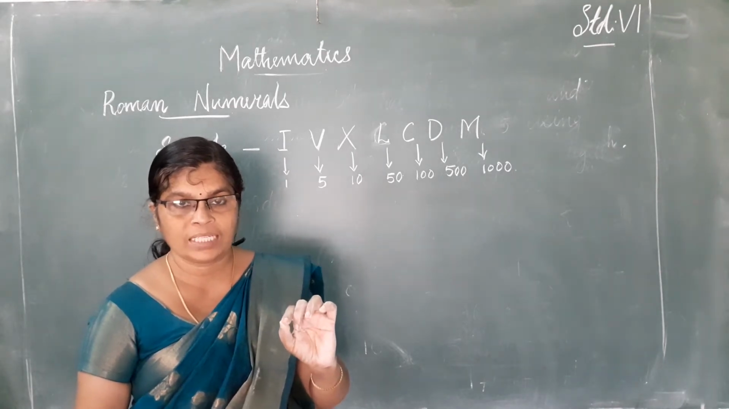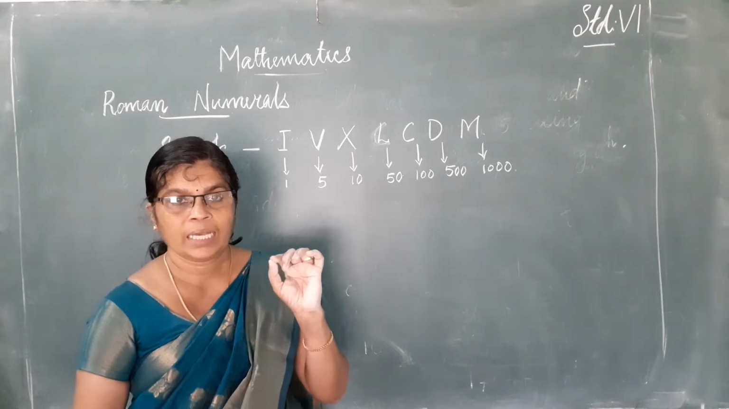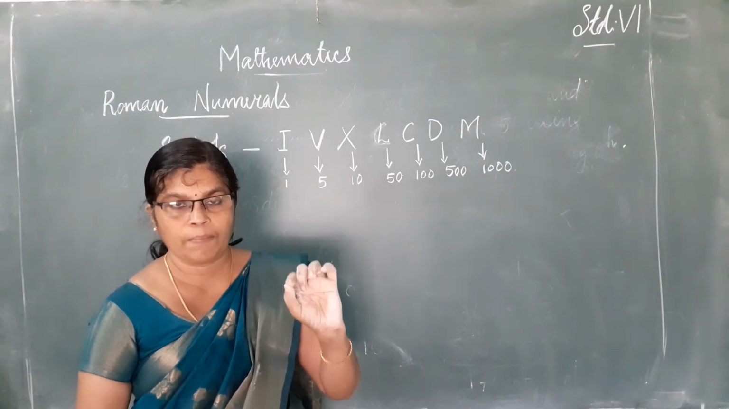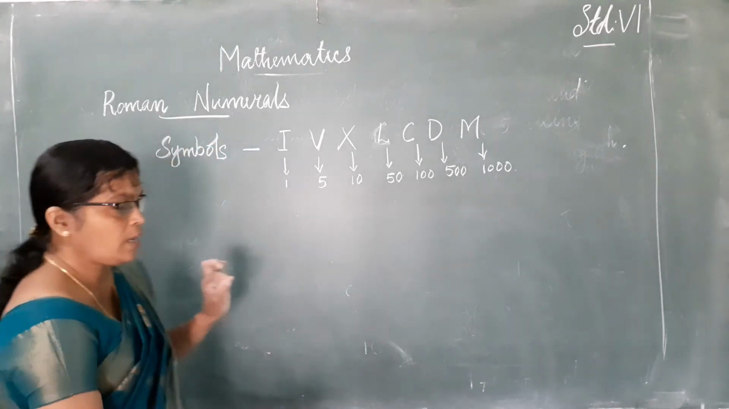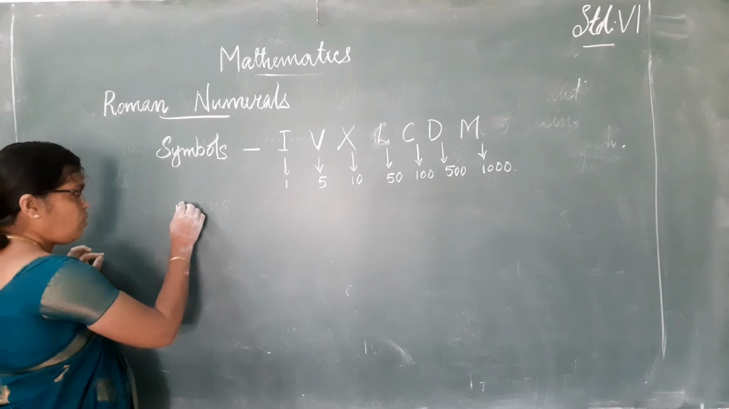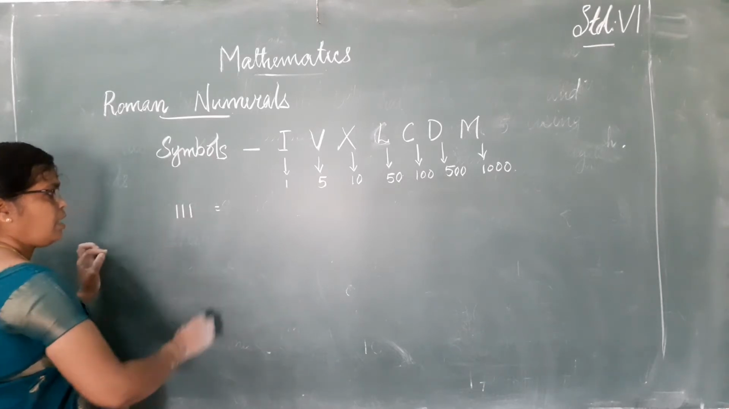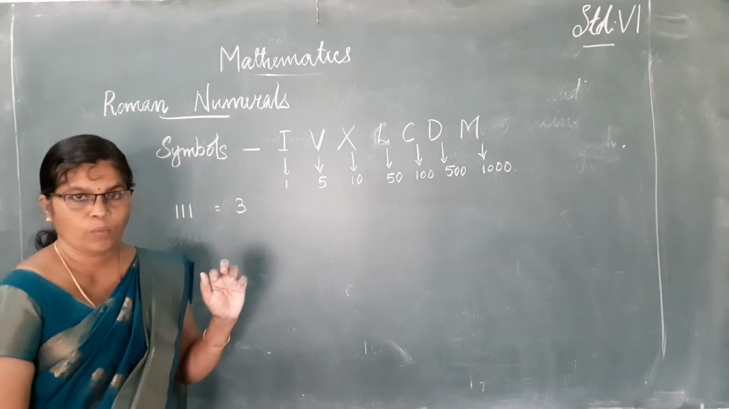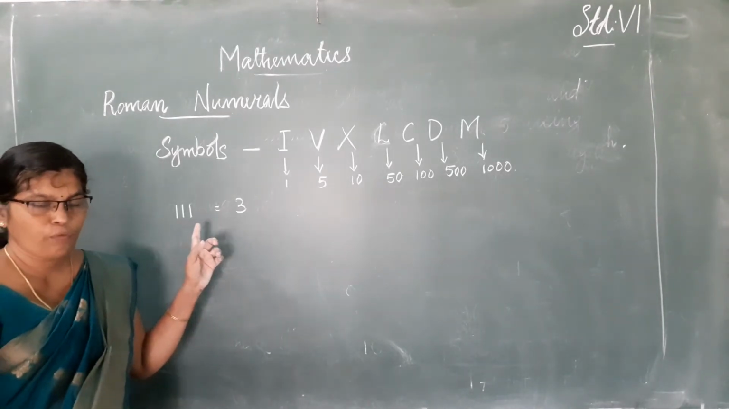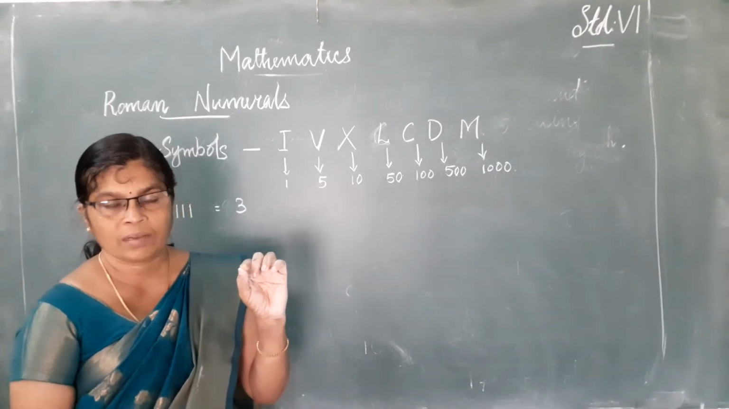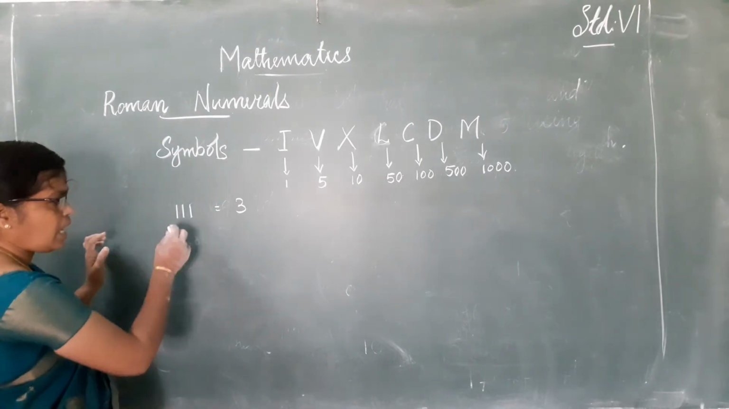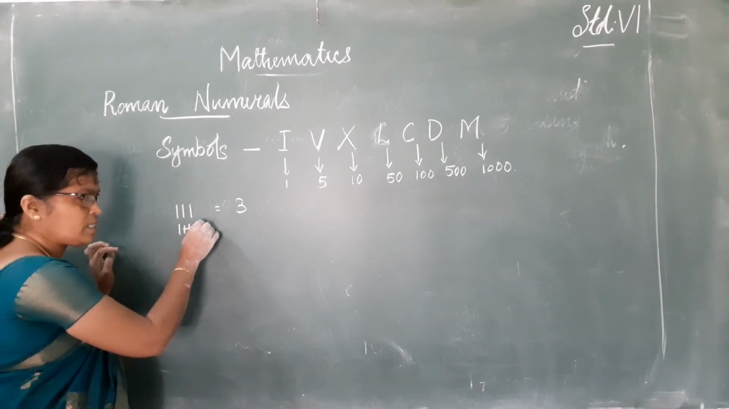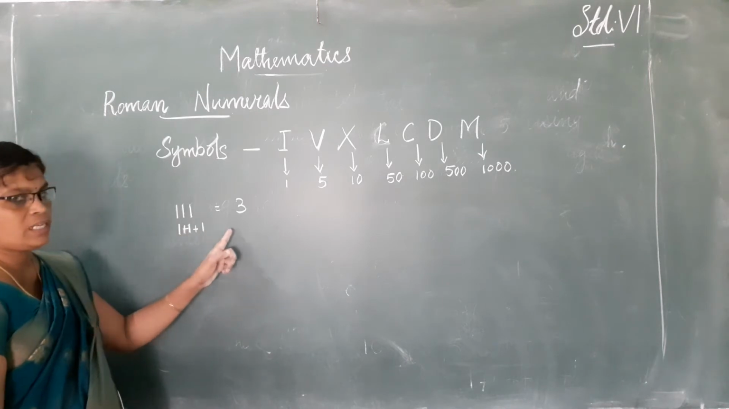In the Roman numerals, one symbol can be repeated. How many times do you know? Only 3 times. One symbol can be repeated only 3 times. Now you see this symbol I, that can be repeated 1, 2, 3 times. In our Indian system we call it 3. Why? Because in Roman numerals, the value of each symbol is added to the previous symbol. Here I is 1, one more I, so 1 plus 1, again one more I, so again plus 1. So 1 plus 1 plus 1 is 3.